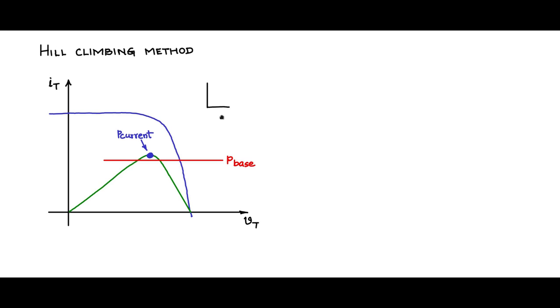Let us now draw a multiplier. The two inputs of the multiplier are IT, the terminal current of the PV panel, and VT, the terminal voltage of the PV panel. The resulting product is the power P. Now this power P, I will pass it through two blocks.